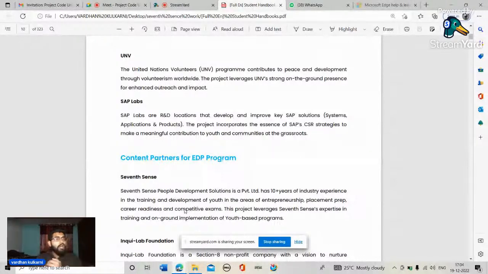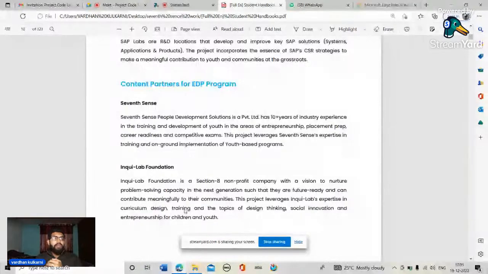So let's get to know about us, Seven Sense. Seven Sense People Development Solutions is a private limited company with over 10 years of industry experience in the training and development of youth in areas of entrepreneurship, placement preparation, career readiness, and competitive examinations. This project leverages Seven Sense's expertise in training and on-ground implementation of youth-based programs. And it is sponsored by Inquilabs Foundation.